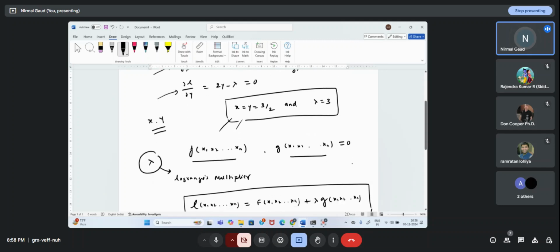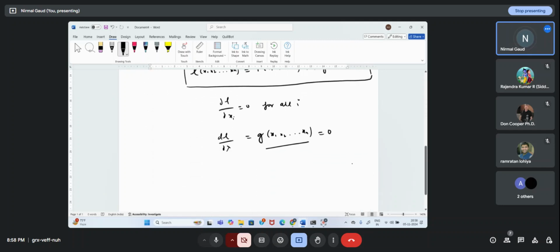So we have to solve this system of linear equations. We did that above and we got the result for x, y and lambda. And by doing this, we can find the optimal values of x1, x2 and so on, up to xn.